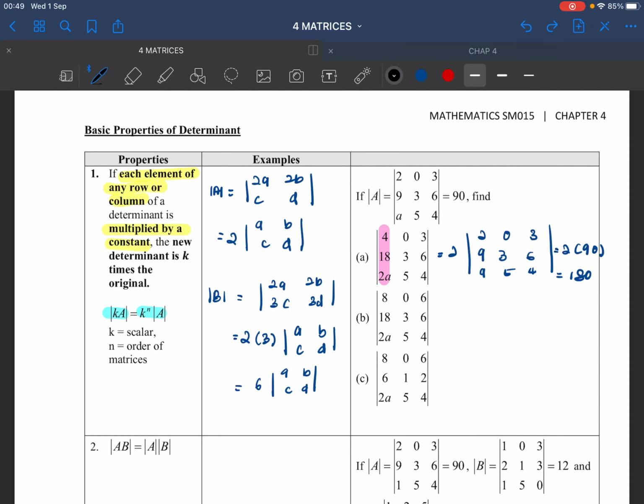For question B, kalau kamu tengok kat sini apa yang berbeza? Kalau kita tengok, 0, 3, 5 sama dengan yang sebelumnya. So yang berbeza ialah, okay, apa kata kita kaitkan from the previous question dekat sini?